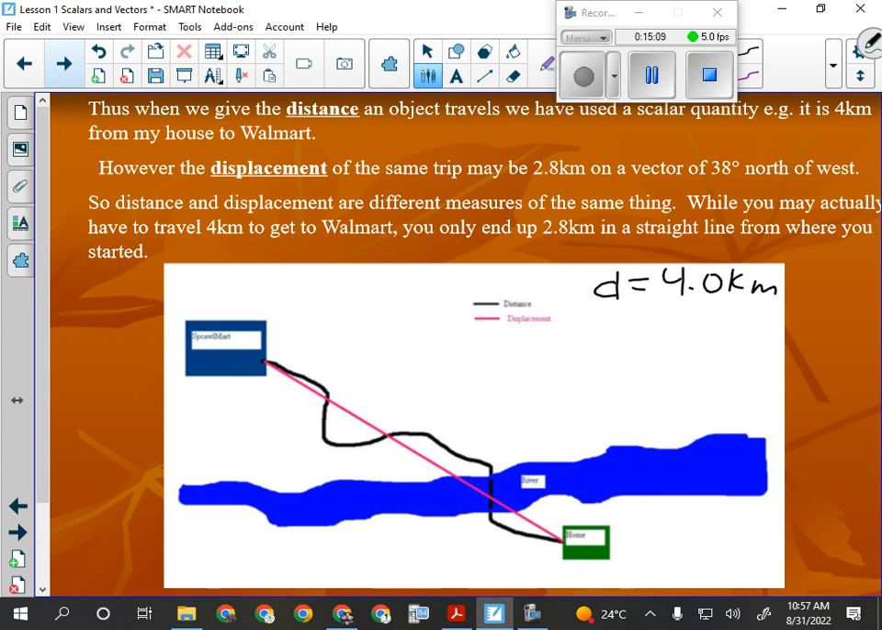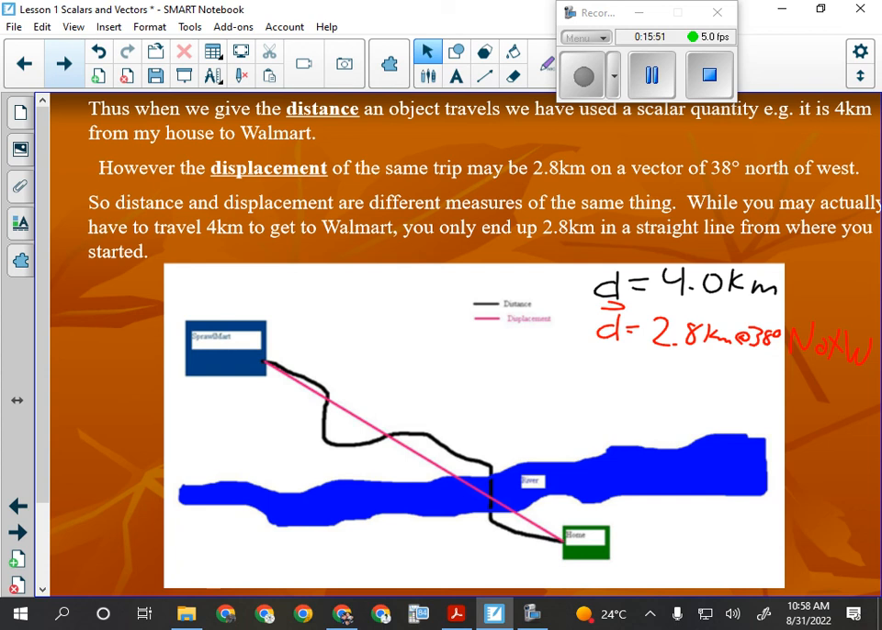I've only actually changed my position or displaced myself by the purple line. Same trip, but this is a different perspective now. It's looking at it from the straight line vector perspective. That displacement is 2.8 kilometers at 38 degrees north of west. It's the same trip, but it's a different perspective. That is how much my position has changed by, not how far I've gone.